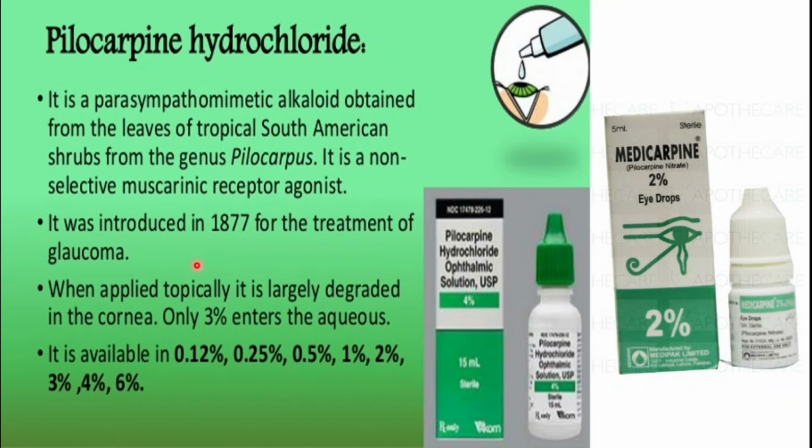Right, so we are discussing the pilocarpine effect on the rabbit eye. So this is the pilocarpine, and it comes in the market in different concentrations, ranging from 0.12 to 6%. The percentage which we are using in our experiment is 2%. Pilocarpine is a parasympathomimetic drug, and it increases parasympathetic nervous system activity.